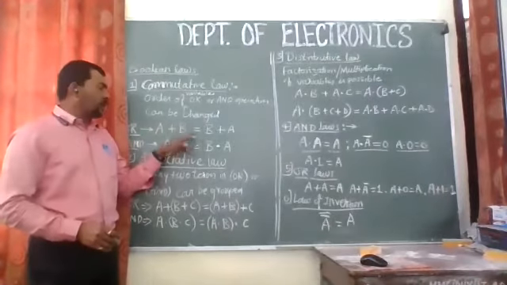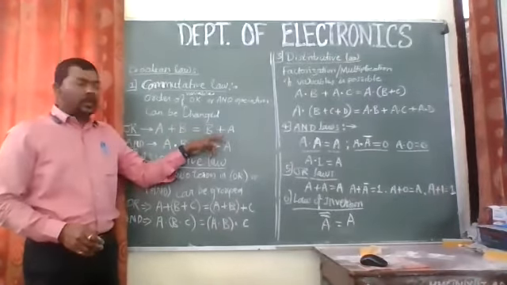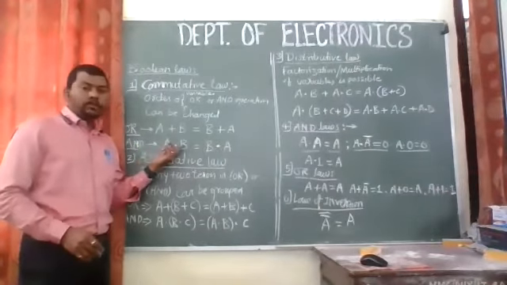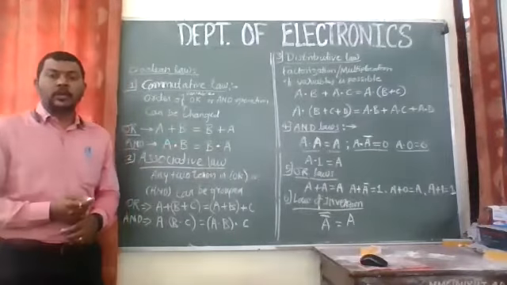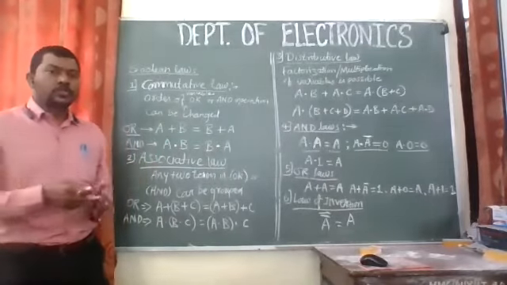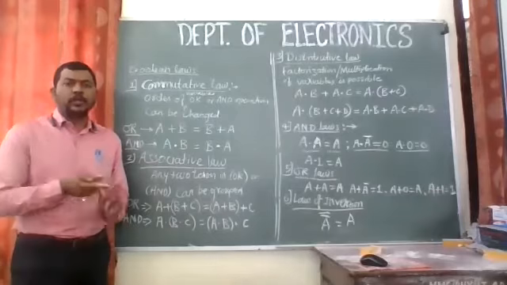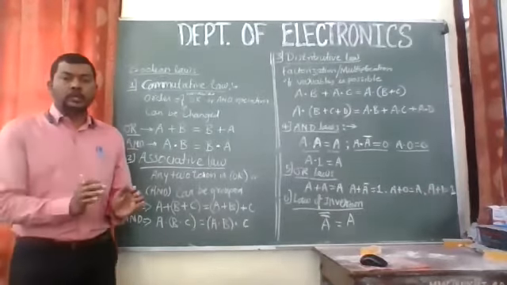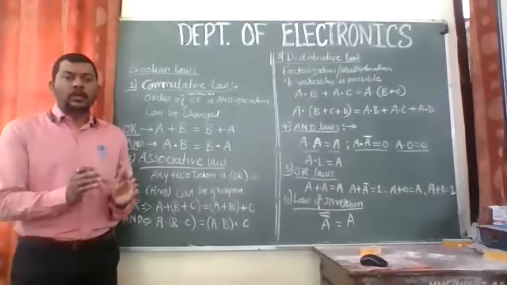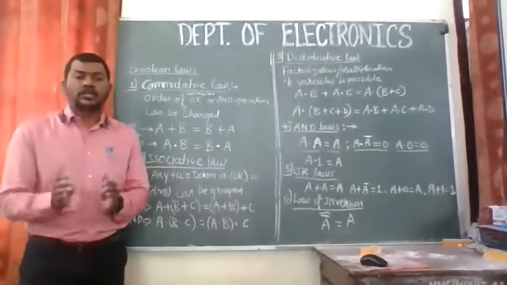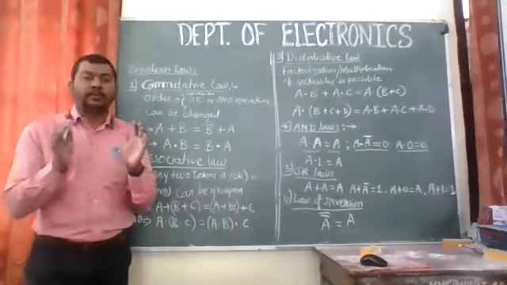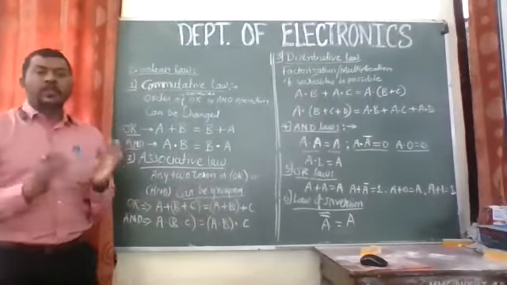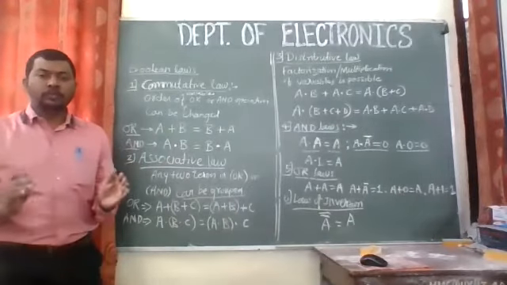As shown over here, A plus B can be written as B plus A. Similarly, for AND operation, A dot B can be written as B dot A, right? So this is the first law, that is the commutative law. The second law is the associative law. So any two variables, any two terms in OR operation or in AND operation can be grouped. So this is for grouping of the variables, right?